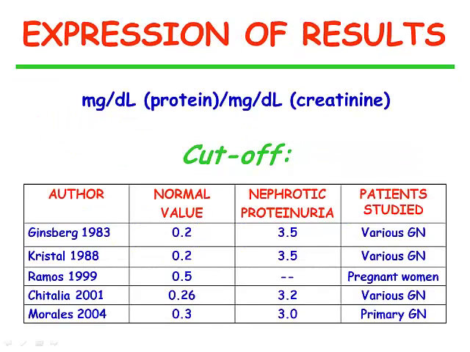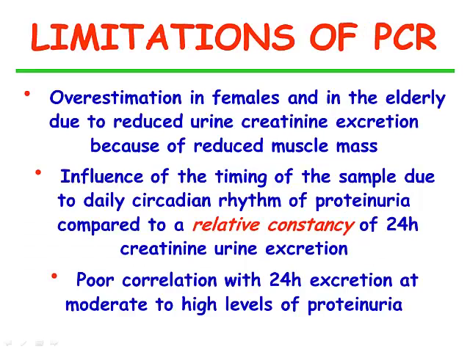How are the results expressed with this method? Usually as milligram per deciliter of protein over milligram per deciliter of creatinine. But nowadays, many studies use milligram per gram or milligrams per millimole. And with this method, various cutoffs have been identified for normal value of proteinuria ranging from 0.2 to 0.3, and to define nephrotic proteinuria from 3 to 3.5 in different patient populations.